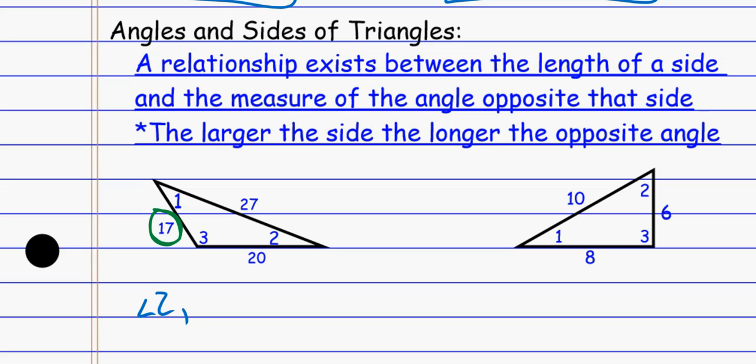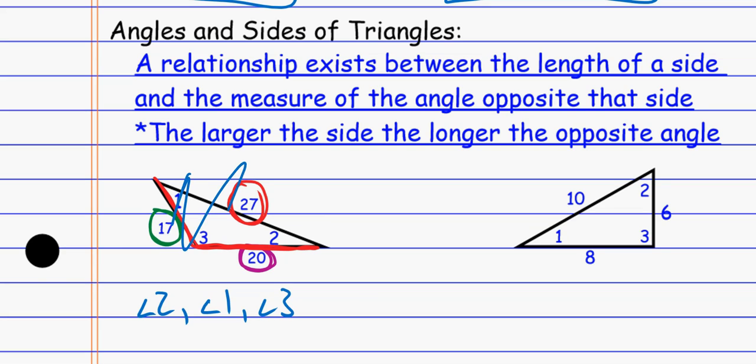The next one up right here is 20. So the next smallest angle is angle 1 right here. It's the one that's across from that side. It's the alligator that's eating that side. So angle 1 is next. And then the biggest side this time is the 27. So the biggest angle is the angle across from that side, which is angle 3.